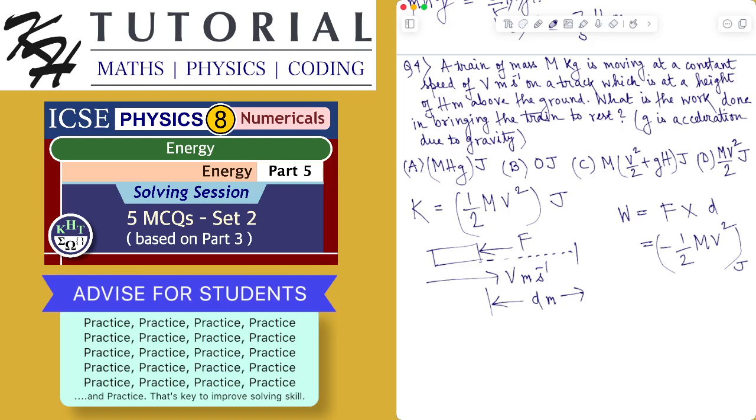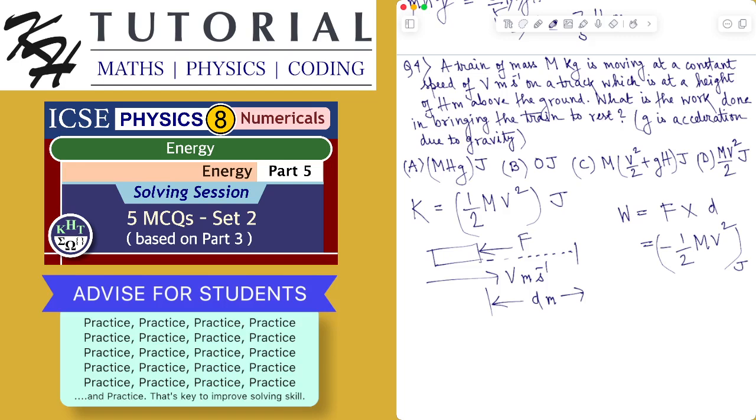I think in the given choices, the choice D should be minus mv square by 2, because when a train in motion with some velocity is put to rest by applying some force, then a negative work is said to be done on the train.